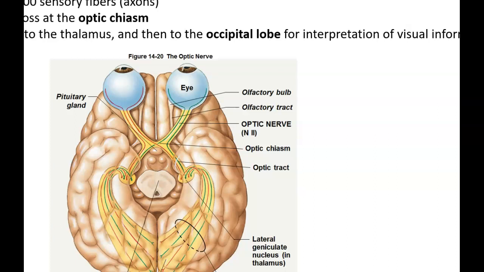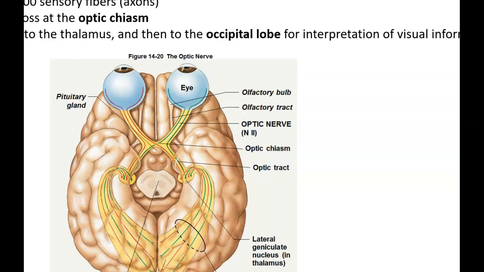Okay, so here is cranial nerve 2, the optic nerve. It carries visual sensory information. This cranial nerve originates in the retina of the eye. It passes through the optic canals, which you can see, of the sphenoid bone. The optic nerve contains 1 million sensory fibers or axons.